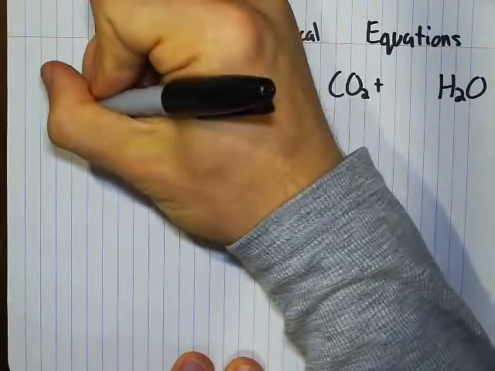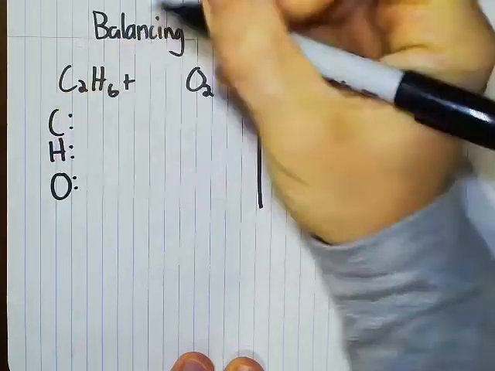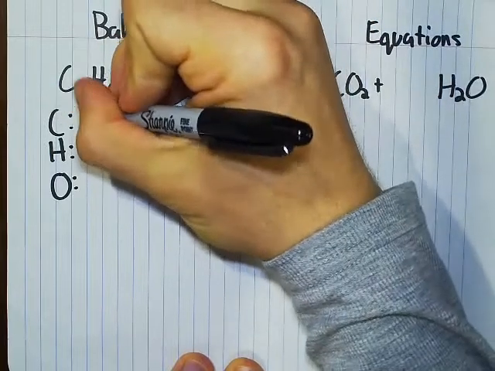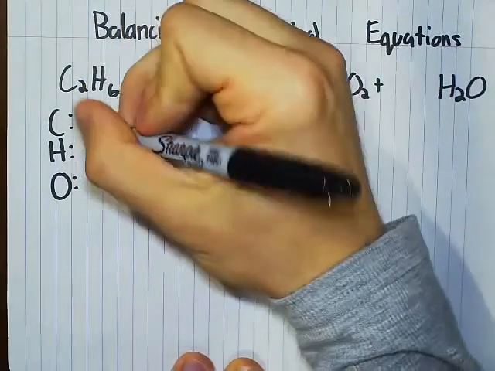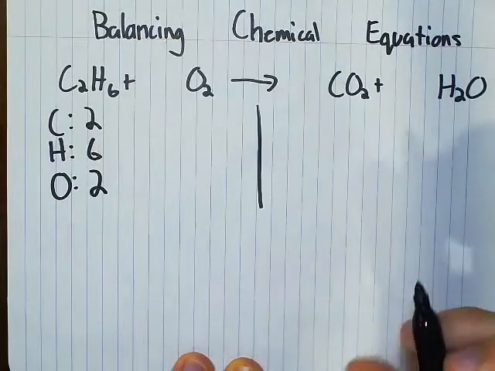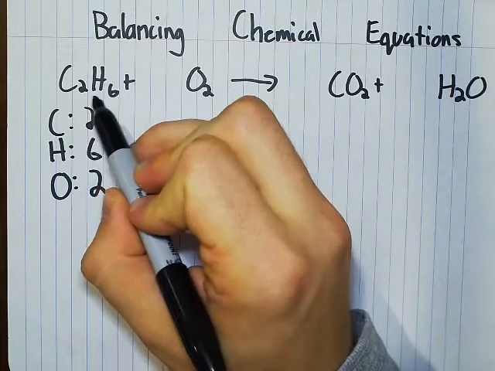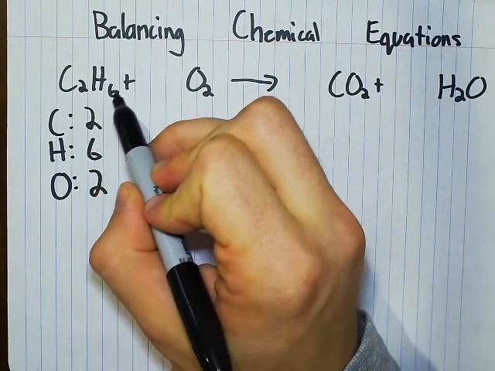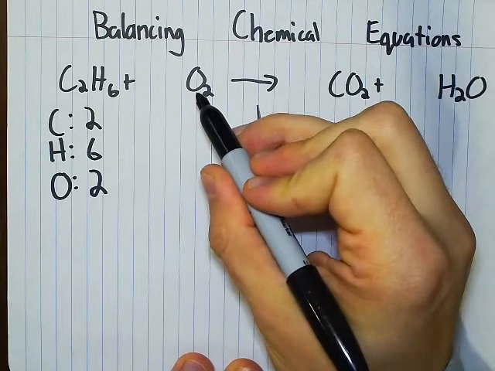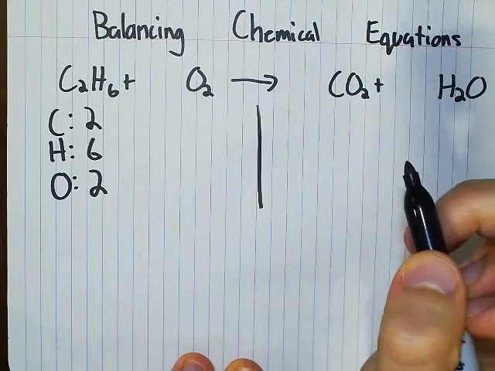So if I do a tally, I've got 2 carbon on my reactant side, 6 hydrogen on my reactant side, and 2 oxygen on my reactant side. This is because I've got 2 carbon atoms in 1 ethane molecule from the subscript 2. Same thing for hydrogen with the 6, and same thing for my oxygen with the 2 right here.